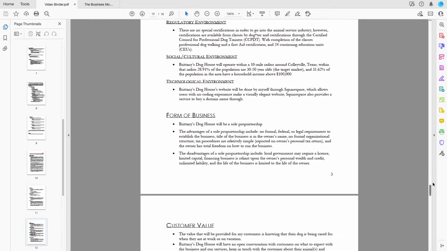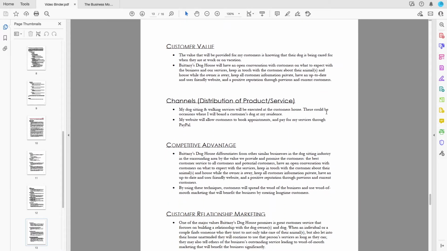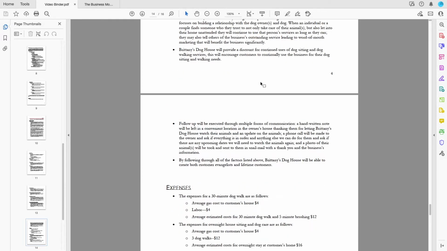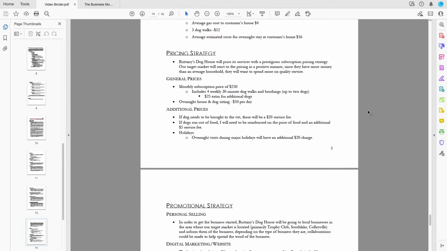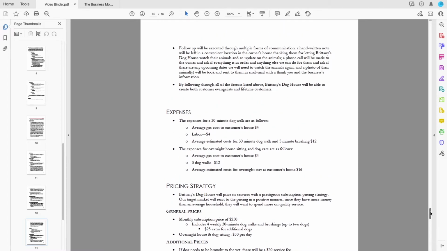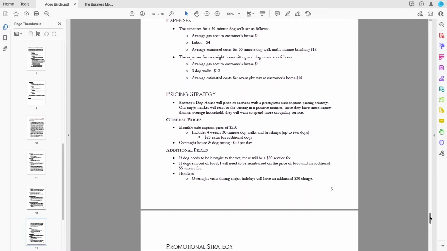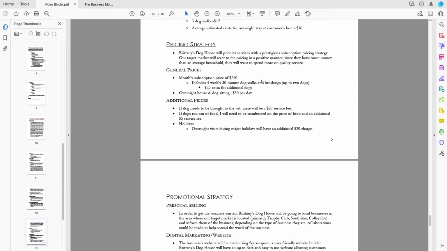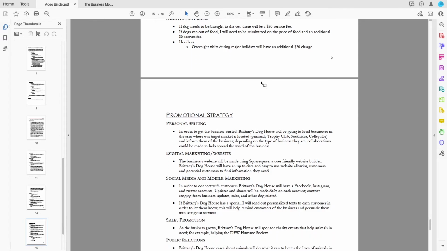There's her form of business. There's the customer value. There's the channels. I mean, how is that product and service going to be delivered? There's her advantage, her marketing. She went down on her expenses, again, so she could do a pricing strategy. Any additional prices or additional revenue she could bring in.